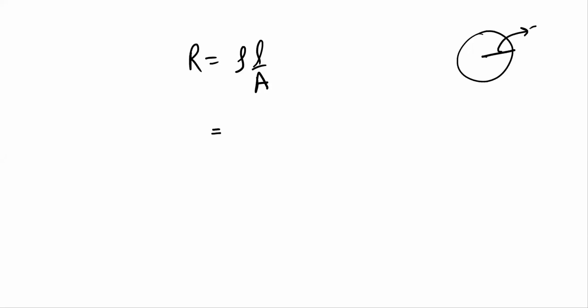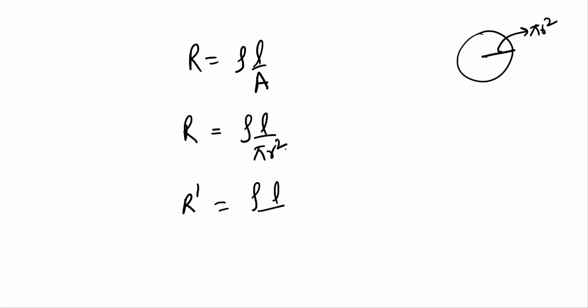Let me help you understand how it will become 1/9. For example, the resistance formula is rho L by A, where rho is resistivity, L is the length of the wire, and A is the area of cross section. The cross section of the wire is a circle, so A is pi r square. The original resistance is rho L by pi r square. The new resistance will be rho L by pi 3r square, because the radius has become 3 times.